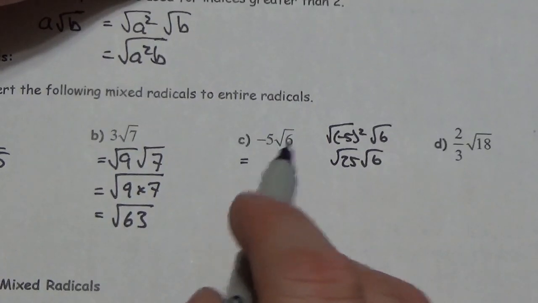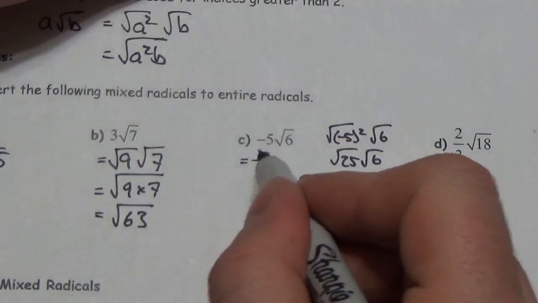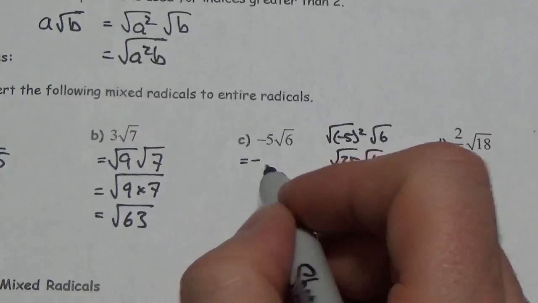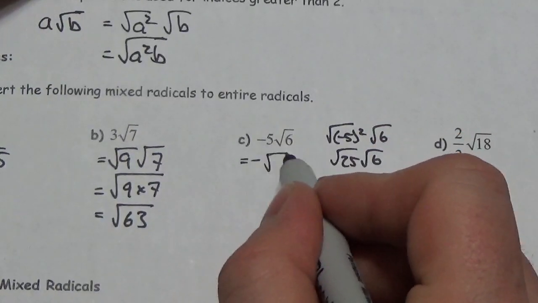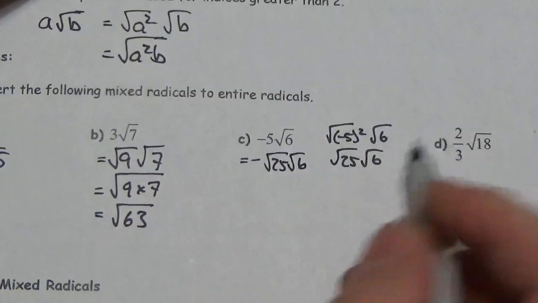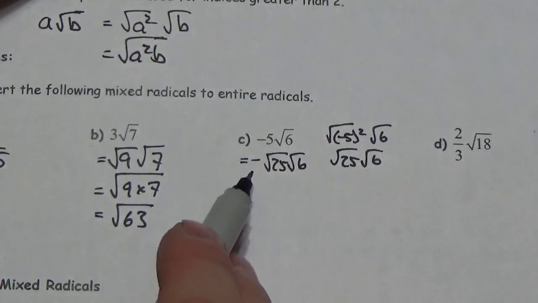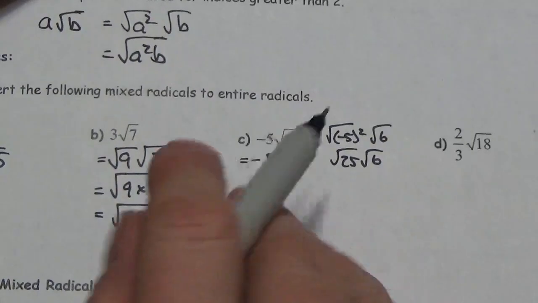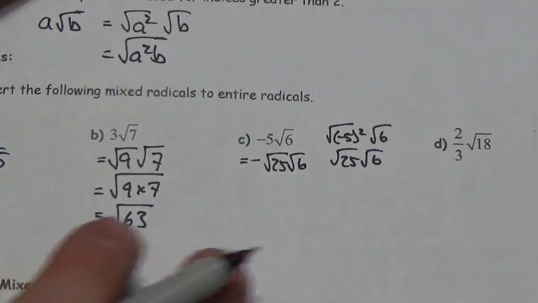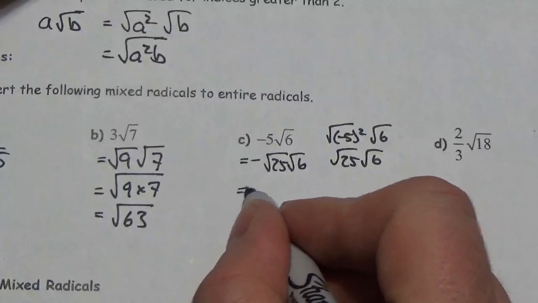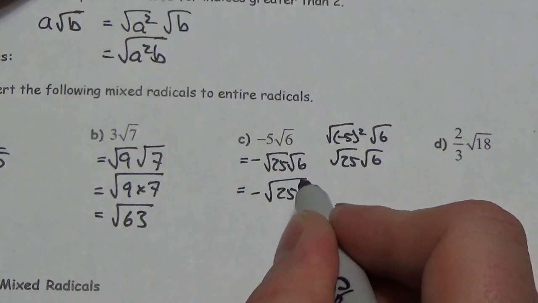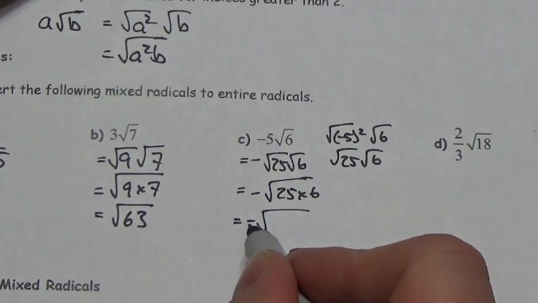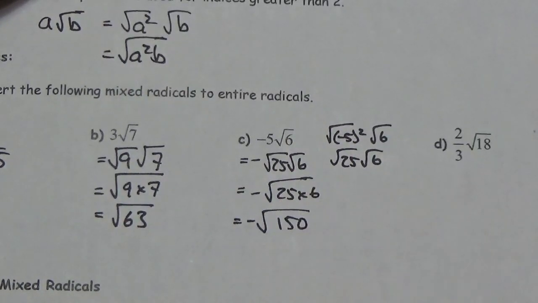So when you get a question like this, what you need to do is leave the negative out front. Okay? You need to leave the negative right there. So this becomes the square root of 25 root 6, but with the negative out front. If it's a square root, do not put the negative through. Leave it out front. And then this becomes the negative square root of 25 times 6. And that's the negative square root of 150.